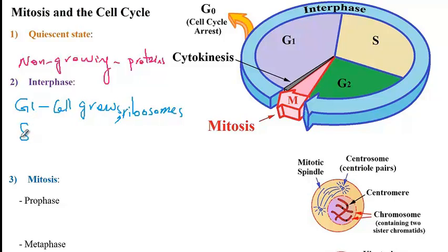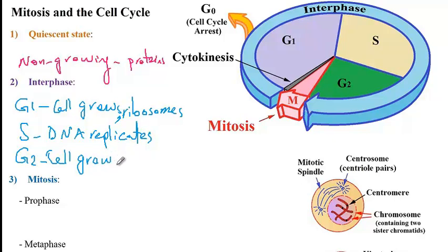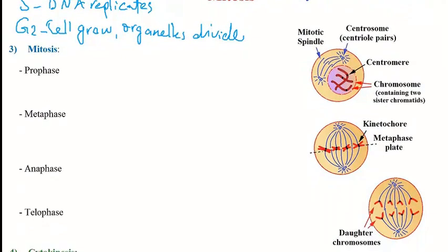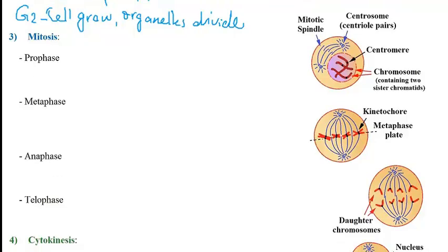Then we have the S phase, which is the phase in which DNA replicates. So here during the S phase we have DNA replication, and then finally we have the G2 phase, during which time the cell continues to grow, and organelles will also divide. Next we have mitosis, during which time the chromosomes will separate from each other, and mitosis is divided into 4 different phases, so let's review those.